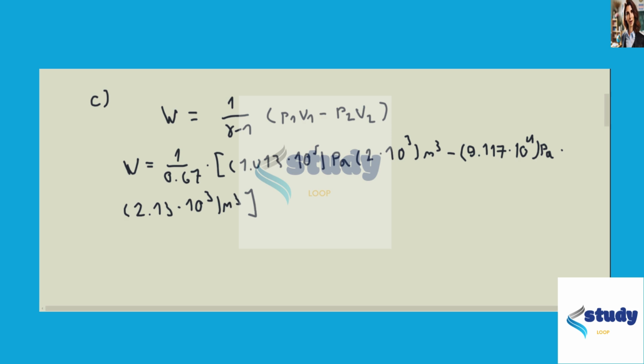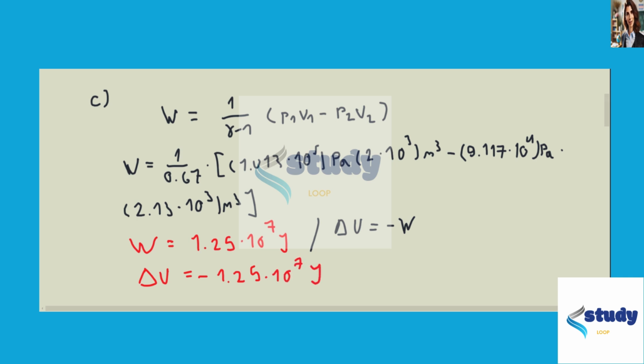Placing all of these values into a calculator and evaluating it numerically, we obtain that the final value for the work done is 1.25 times 10 to the 7th power joules. And notice one thing, delta U will equal negative work. So in that case, delta U will equal minus 1.25 times 10 to the 7th power joules. And this is the answer for part C.